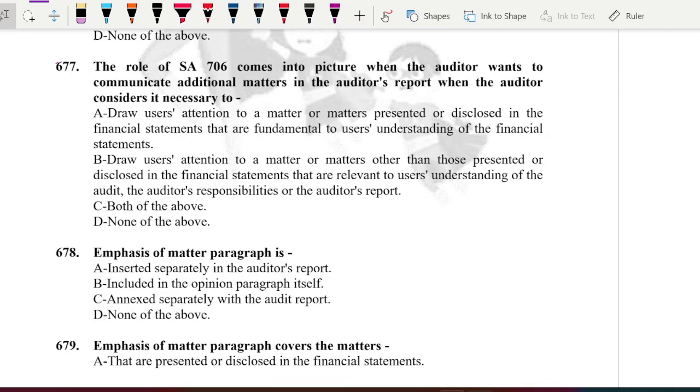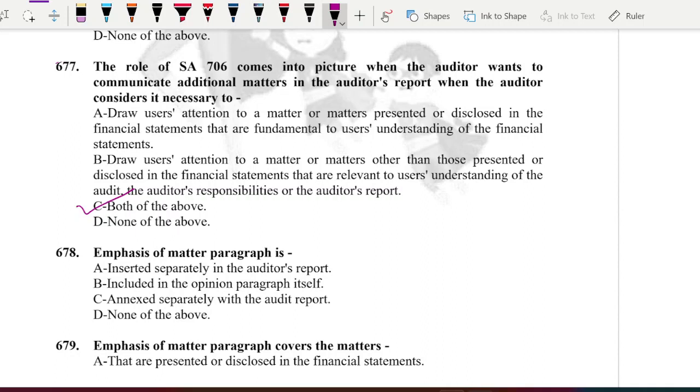And option B says, draw users' attention to a matter or matters other than those presented or disclosed in the financial statements, like relevant to audit, auditor's responsibility, or the auditor's report. Now we have seen that SA 706 speaks about emphasis of matter paragraph and other matter paragraph. Emphasis of matter paragraph is related to those items which are directly linked to the financial statements, and other matter paragraph deals with those items which are not directly related to financial statements. So in this particular standard, we deal with both kinds of items. So here the ideal answer should be C, both of the above.